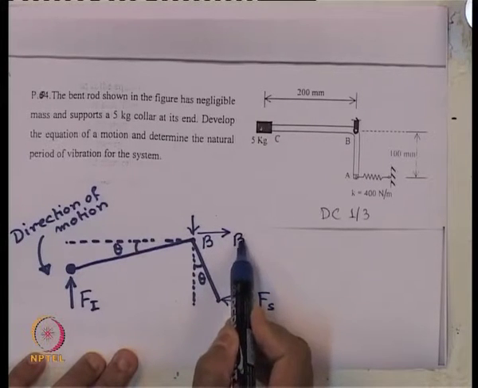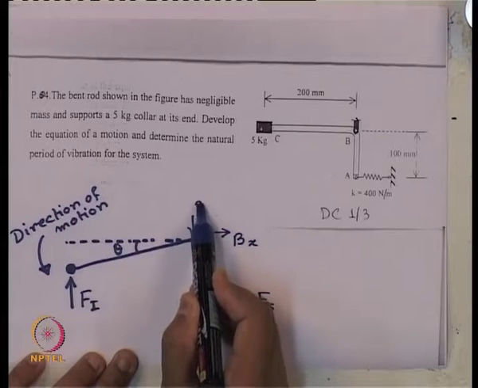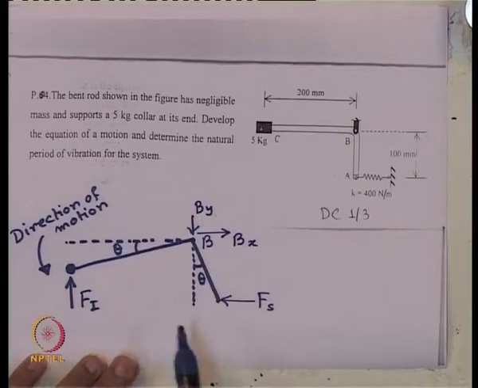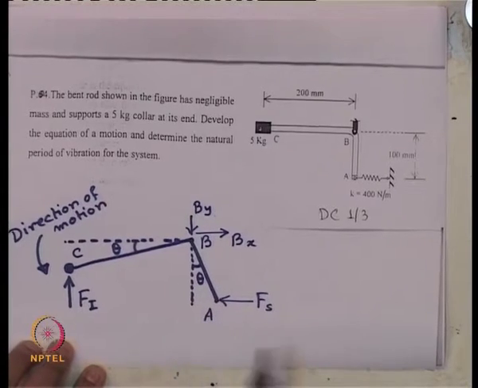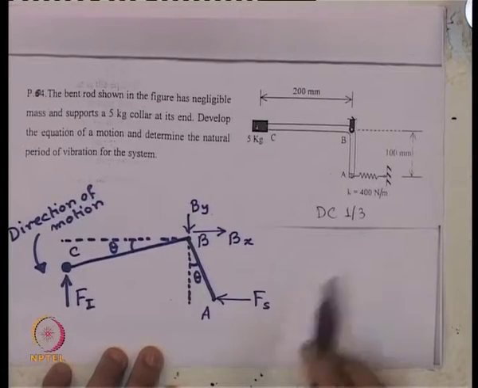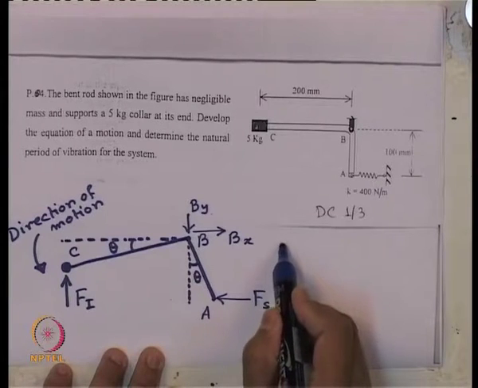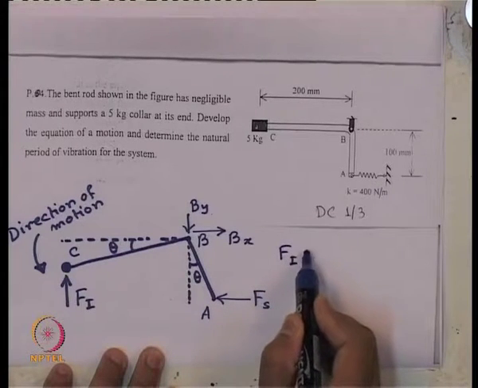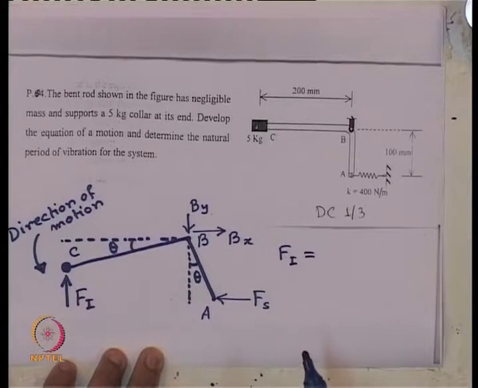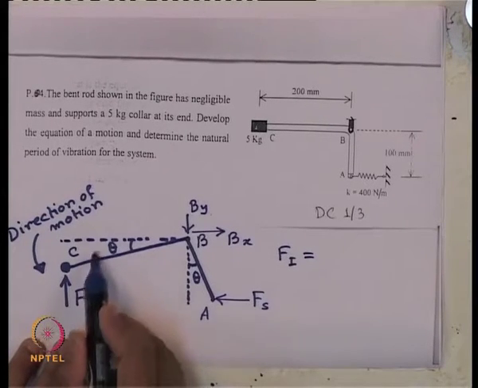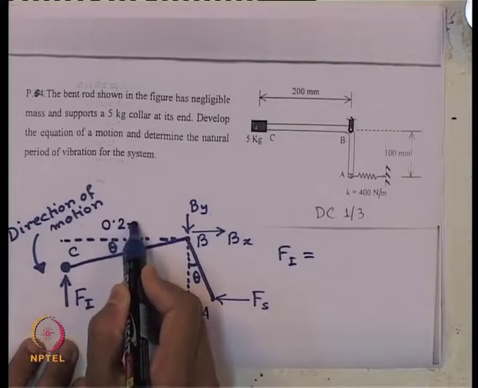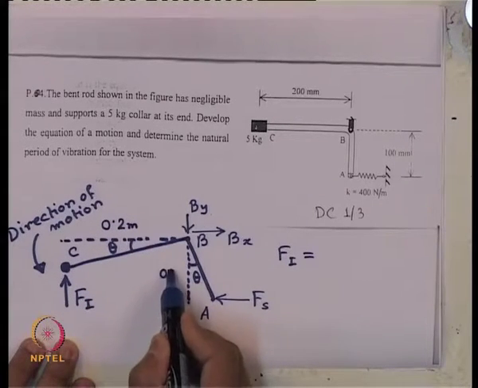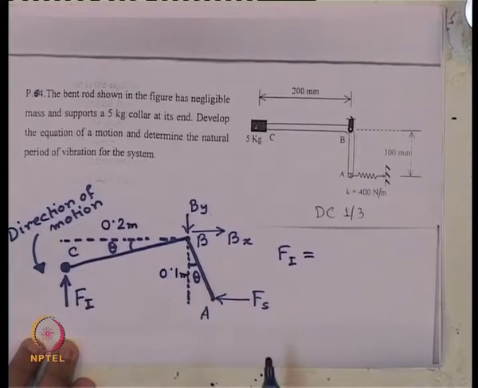We can say Bx and By are the reactions at this hinge. This is point C and this is point A. Now, what are the magnitudes of these forces? Inertia force F_I is mass times acceleration. Now, how much is this distance? This is 0.2 meter and this distance is 0.1 meter.